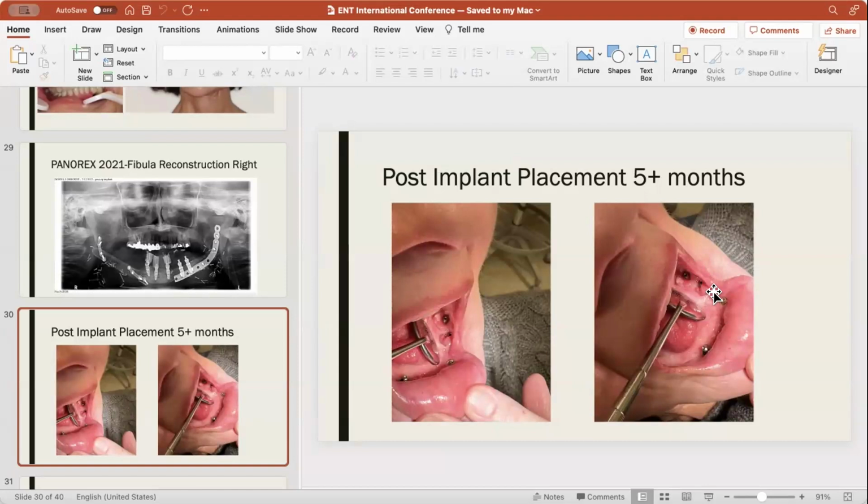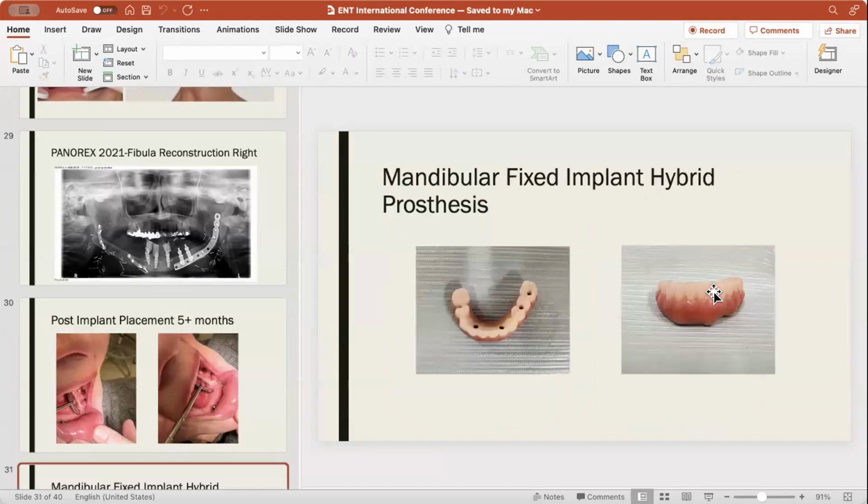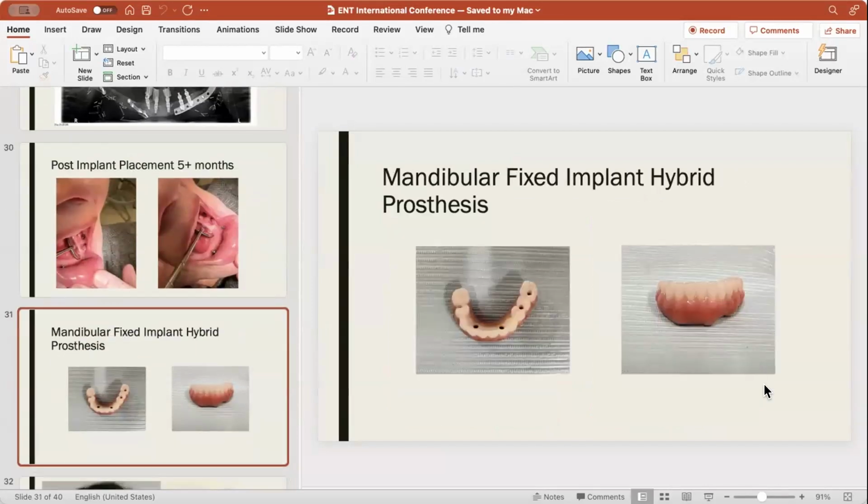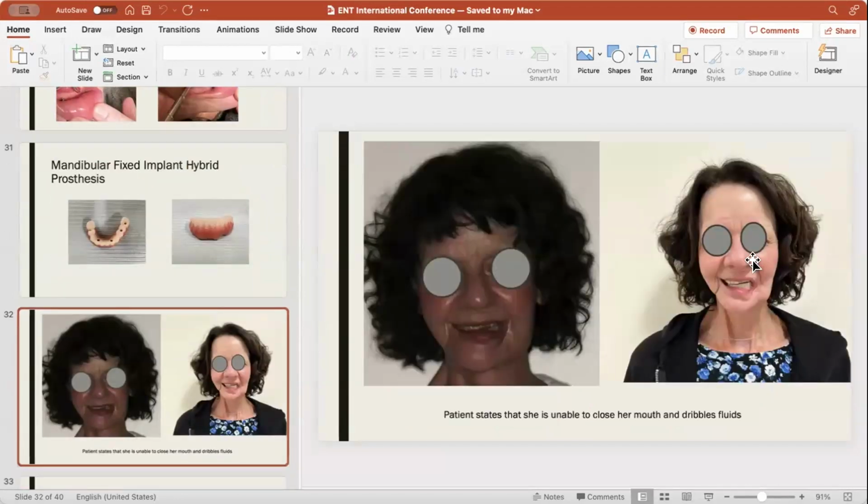But with the placement of the implants, she was able to have some teeth. And this was the final prosthetic implant denture. And then she came back and said that she couldn't really close her mouth very well because the denture felt too big. And for me, it was difficult to get back posterior to this area because she couldn't open her mouth very well. And so I had to redesign her prosthetic so that she could close her lip and be able to eat and drink so she wasn't drooling on that left side.